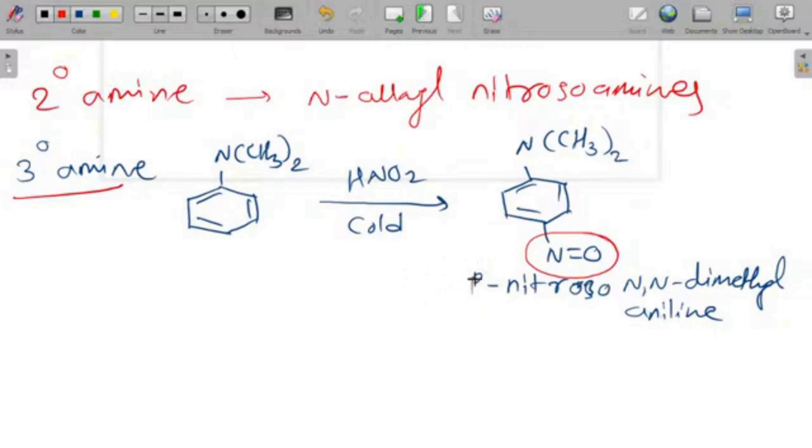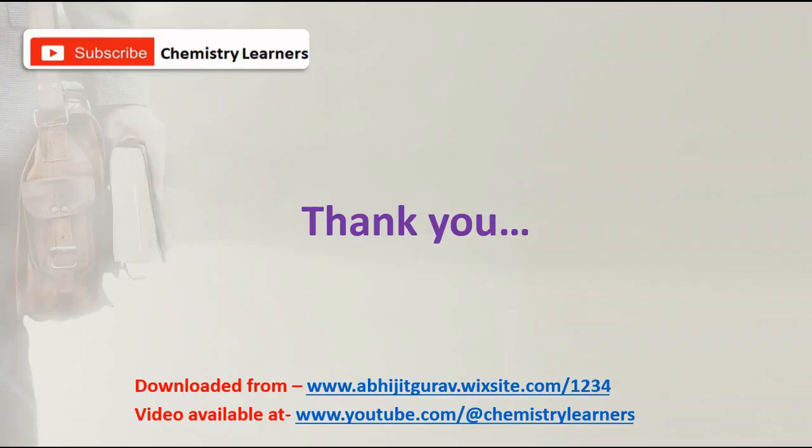Why is the para substituted product formed here? There is also an explanation for this, because this nitrogen contains two methyl groups and these methyl groups are bulky in nature. The tendency of this particular functional group is that it is an electron donating group. So it gives substitution at the ortho or para position. But the product is formed at the para position because of these bulky substituents, that is two methyl groups. Understand this? So we conclude here.